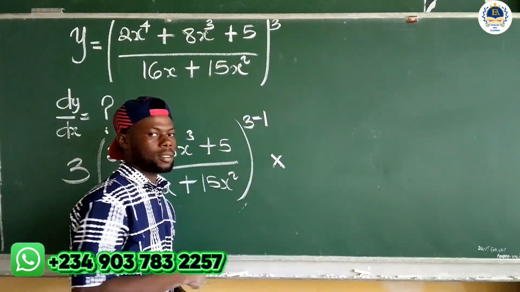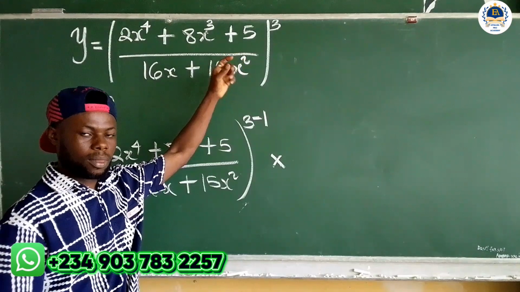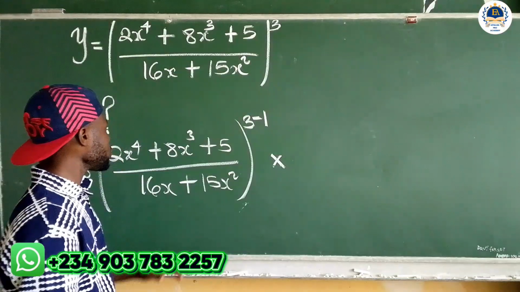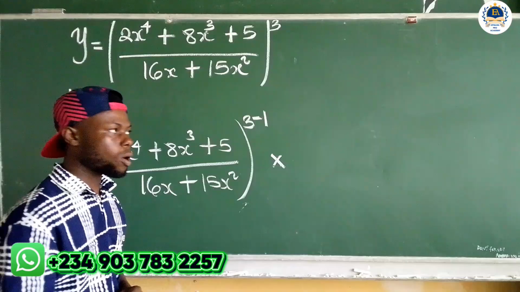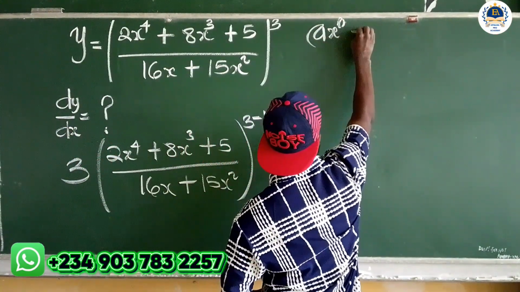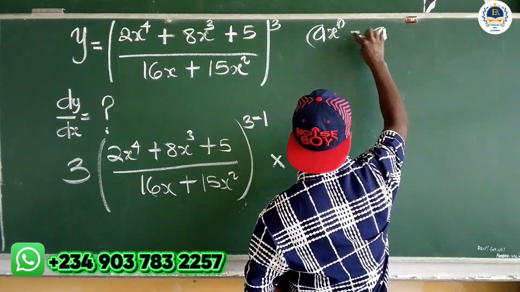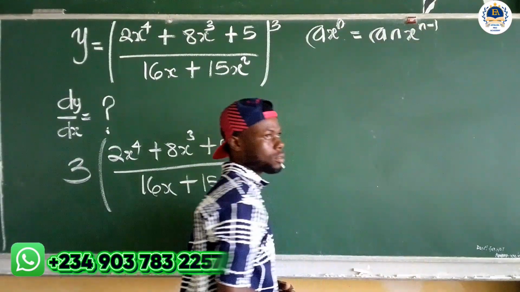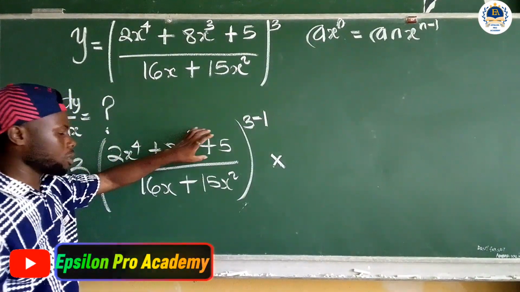times, the next stage is find the derivative of the numerator divided by the numerator, minus the derivative of the denominator divided by the denominator. Now recall that if we have x raised to the power of n, the derivative of this with respect to x will give n times x raised to the power of n minus 1. This is the standard derivative. Let's apply this to each of the respective terms on the board.